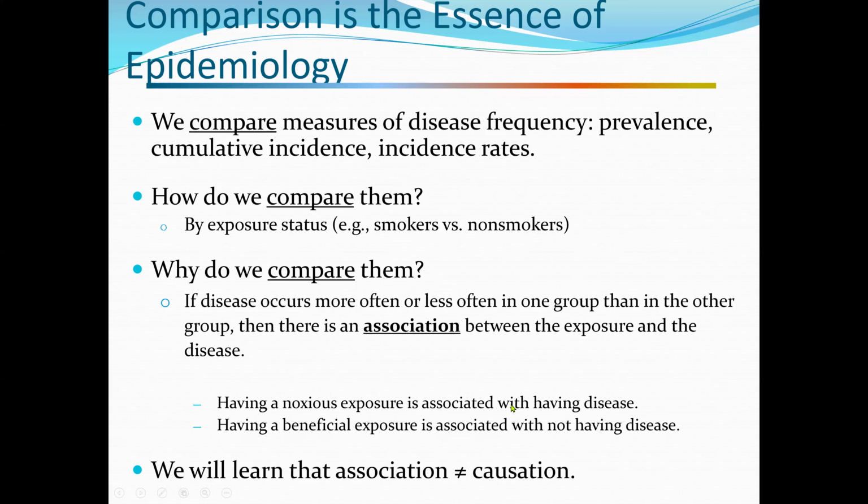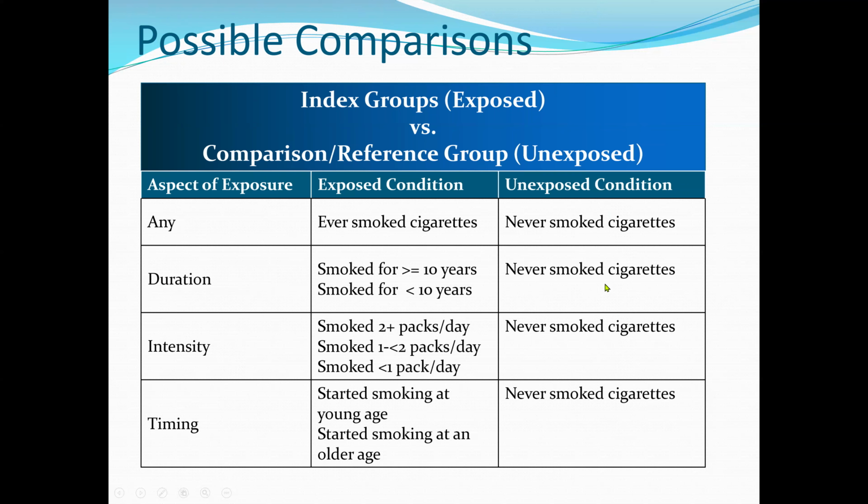We may also have the intensity. Those who never smoke, always their condition stays: duration, they never smoke; intensity, they never smoke; timing, they never smoke. But for smokers, again, we have some people who don't smoke too much. We have some people who smoke less or more, or some people who just started smoking less than 2 years ago.